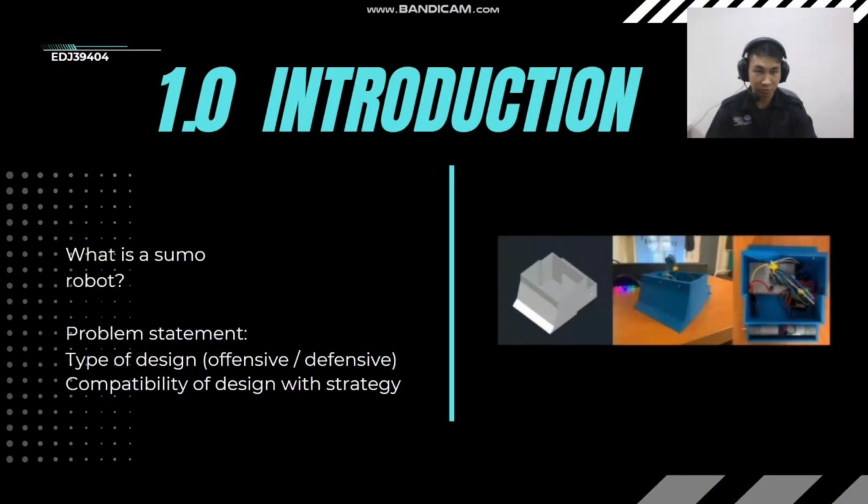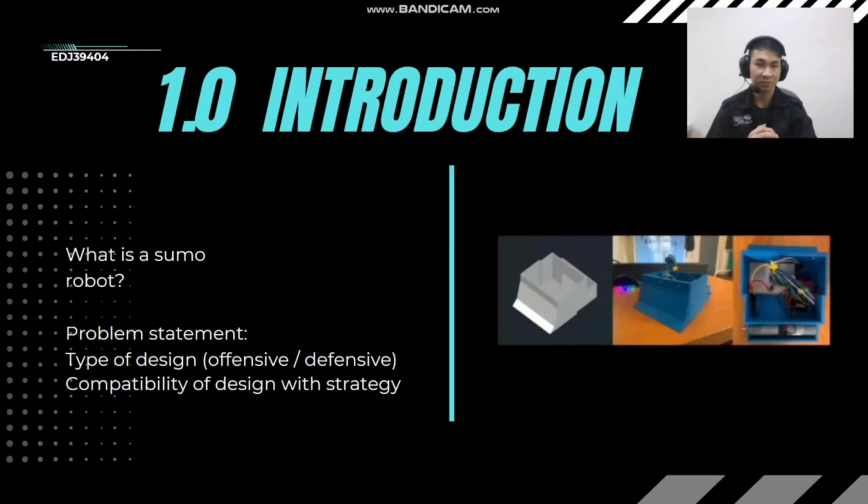So what is a sumo robot? A sumo robot is a type of battle robot which follows the rules of sumo fights, like two big guys fighting on an arena. It's just like that. But this time you replace those two big guys with robots. The winner is the one that pushes the other robot out of the ring.